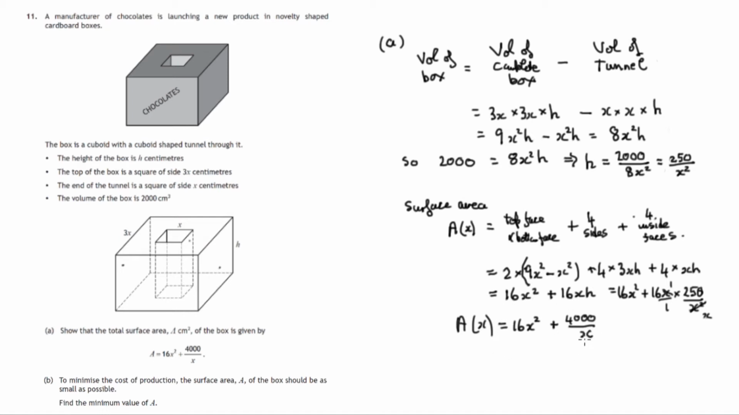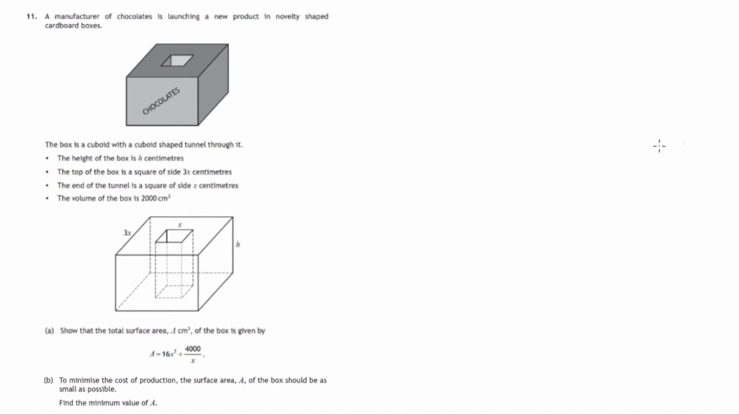Well, that means we have to find the stationary point on the graph of this function and show that it's a minimum stationary point. So we'll need to have a look at differentiating the expression. So this is part B. We're looking at the function A of x, 16x squared plus 4,000 over x. And we're looking for a stationary point in this. So let's differentiate, A dashed of x.